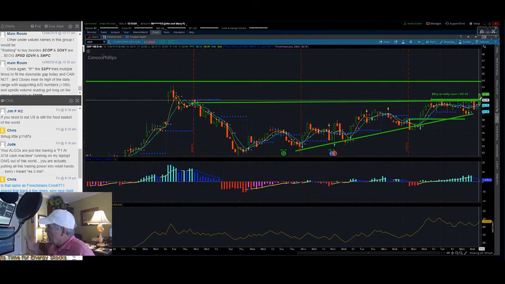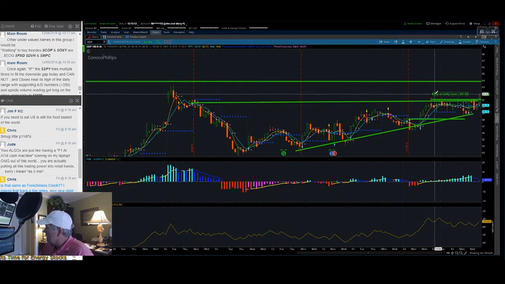So here we have an intraday 4-hour move on ConocoPhillips. This is the one that we already have a half position on. So look where it says, buy on a daily close greater than 6103. What does 61 represent?